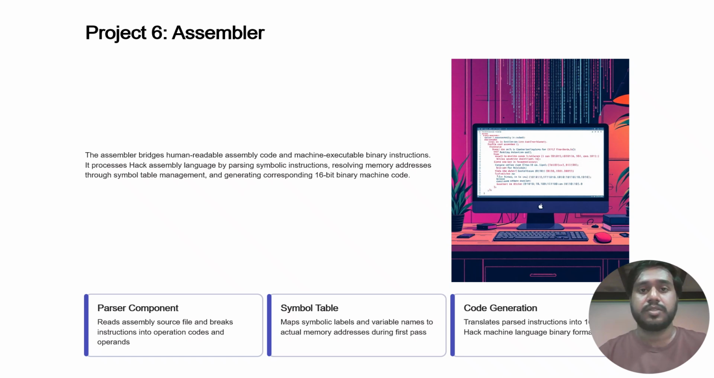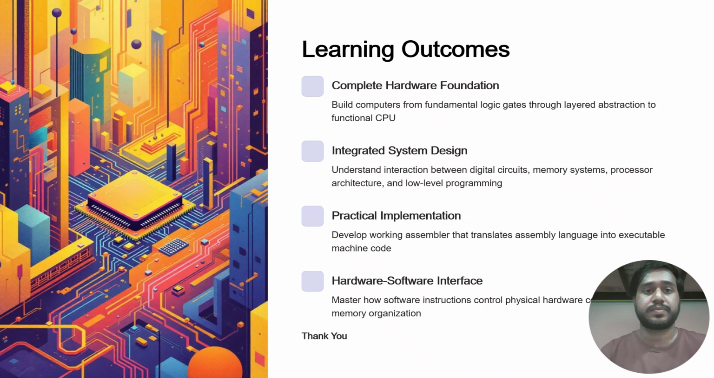The assembler converts human-readable assembly code into binary machine instructions. It reads the program and parses each instruction. A symbol table maps labels and variables to memory addresses. Finally, the assembler generates 16-bit code for execution.